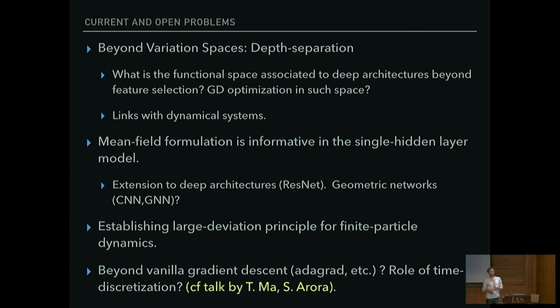And this is related to what's called depth separation, right? So can we find interesting functions that have very bad approximation rate even in these variation spaces, with a single hidden layer, but that can be approximated efficiently with deeper models? We are using ideas from dynamical systems to study this depth separation. Another direction is that we need to extend this mean field formulation to deep architectures, and obviously also introduce more geometric structure, like making it convolutional or graph-based, for example.